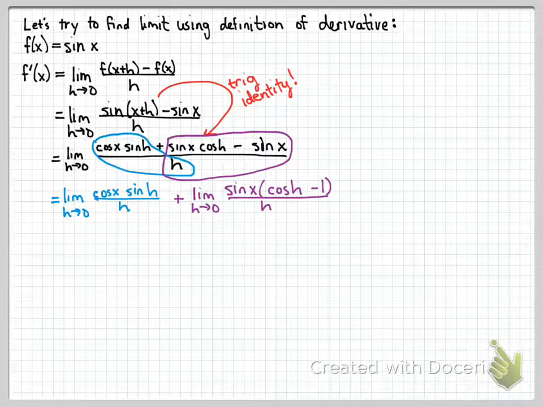This does not look promising. We're hoping eventually this equals cosine x, but it's looking really unpleasant so far. This is the derivative of sine x. We want it to equal cosine x, or we think it might equal cosine x, but so far it's just a mess.